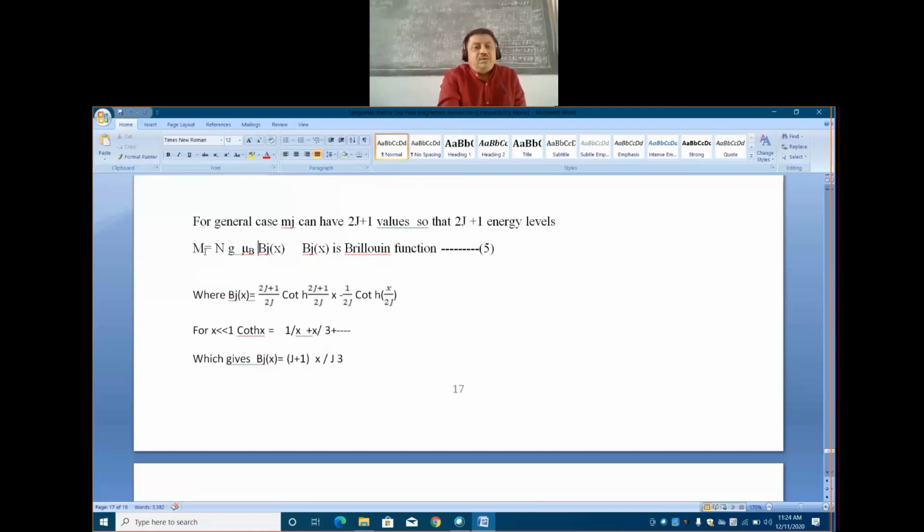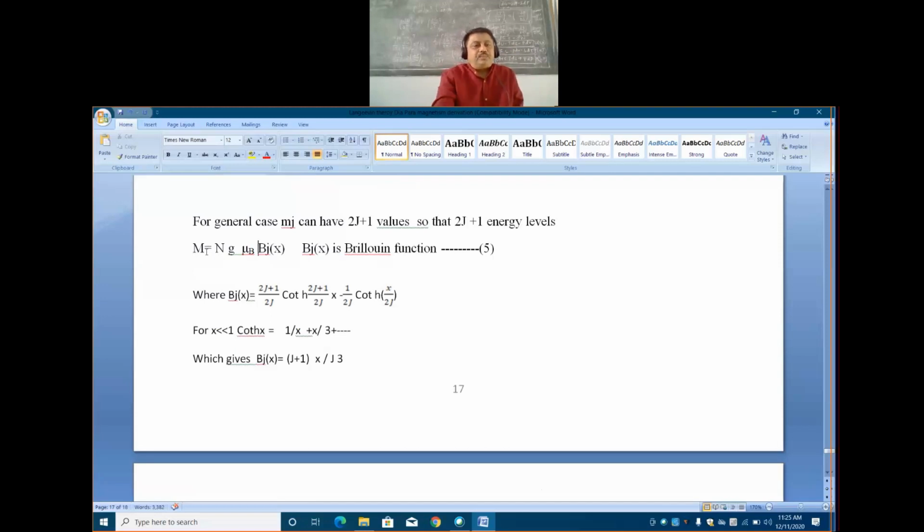So in the case where the magnetic quantum number mj has all the 2j plus 1 values, the energy levels of the atom, when placed in an external magnetic field, will split into 2j plus 1 levels. Earlier we saw the limiting case where L is equal to 0, S is equal to half. There were only two levels, one plus mu B B and another minus mu B B, one lower state and another upper state. Now in this case there are 2j plus 1 values.